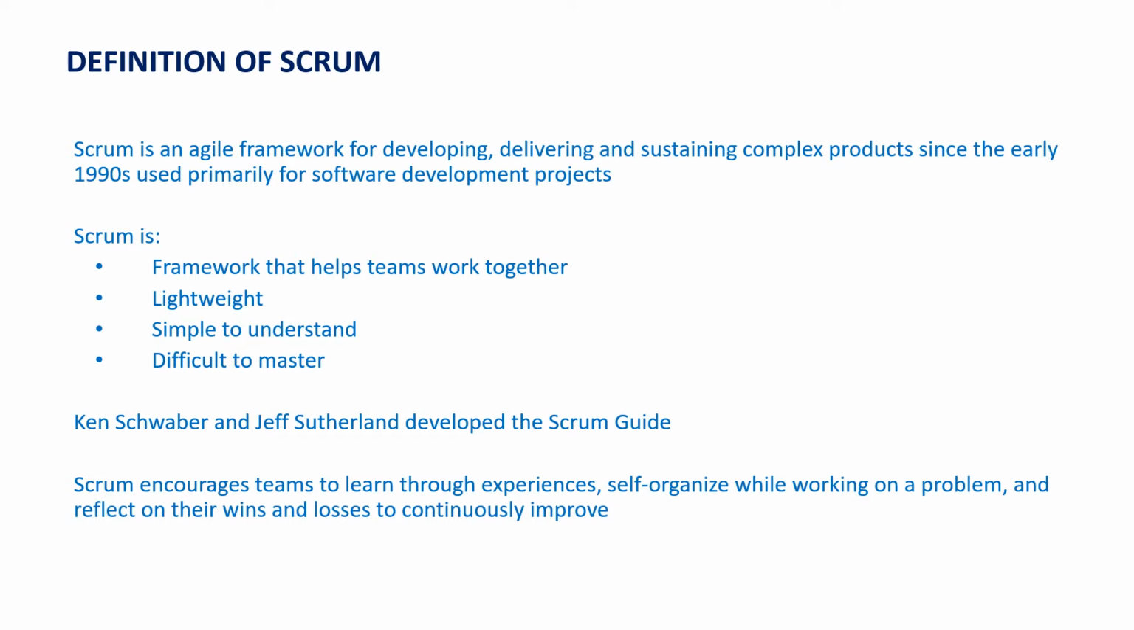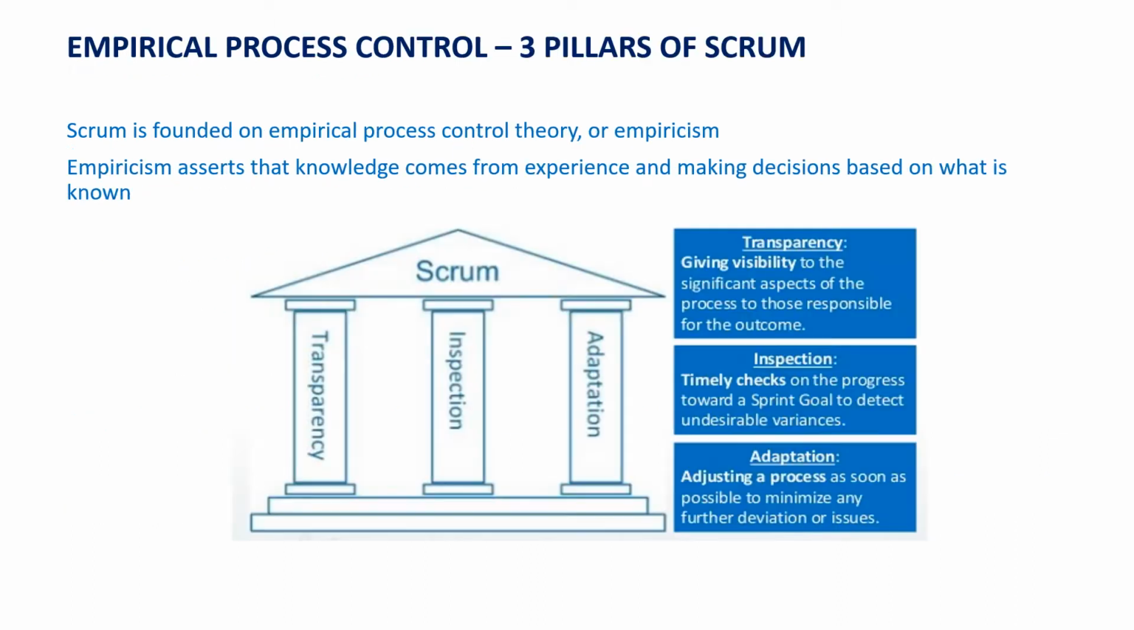The authors who developed the Scrum Guide were Ken Schwaber and Jeff Sutherland. So Scrum basically encourages the teams to learn through experience and self-organizing while working on different problems, and to reflect on their wins and losses to continuously improve in the further sprints.